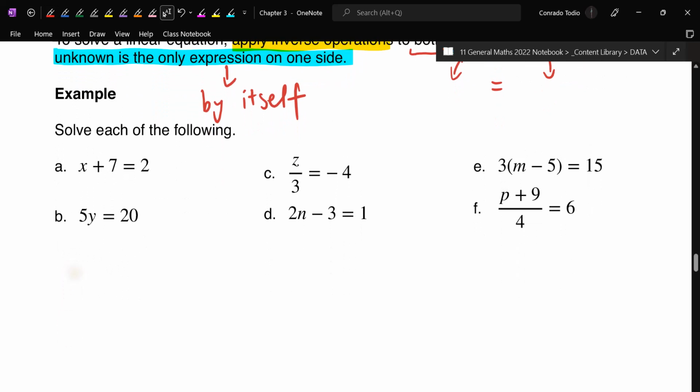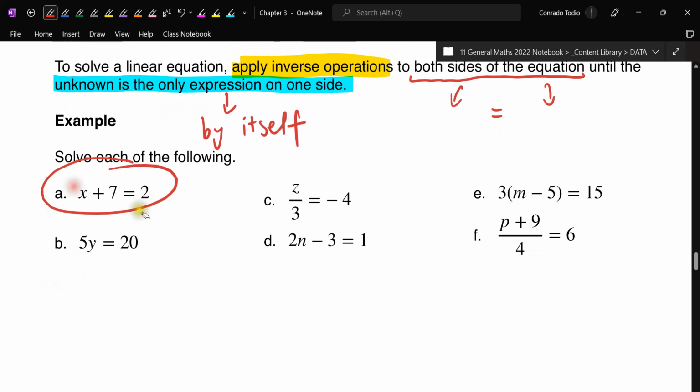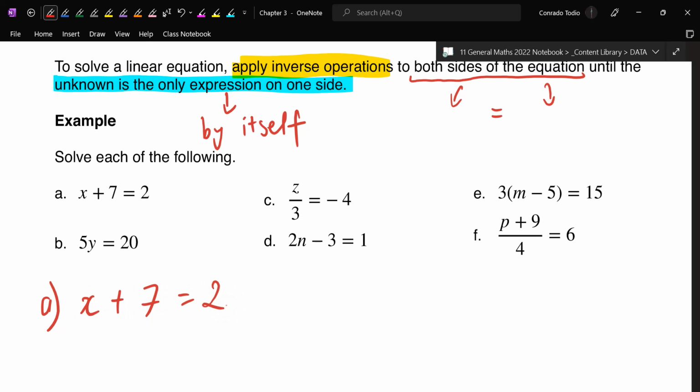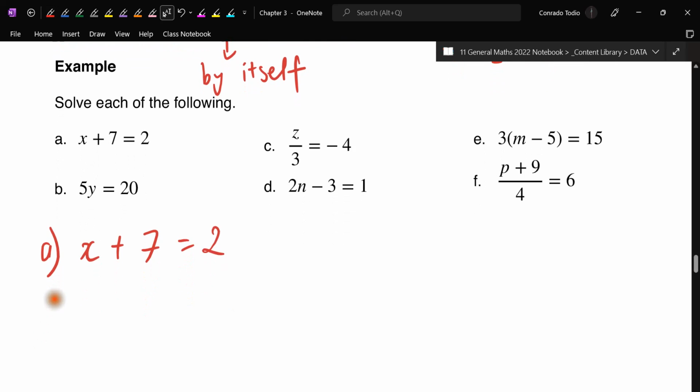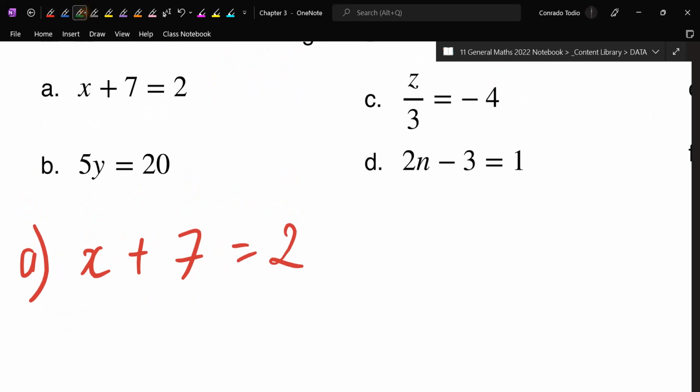Okay, let's look at these equations here. Solving these equations, let's try A. Okay, x plus 7 equals 2. Now you could look at that and say, sir, I know the answer. X plus 7 equals 2, it's a negative number of some sort. Anyone know? Minus 5. Okay, but we don't just solve it like that in our heads. We want to be able to show our working out. So to do this, when you look at this equation, you want to try and isolate, or make by itself, the variable that's unknown.